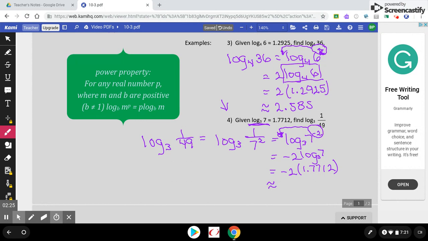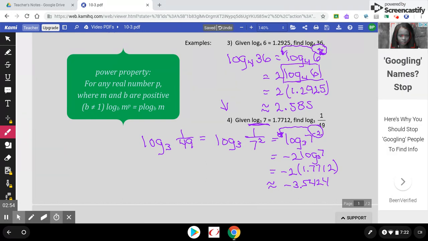And finally, I've rid myself of all those nasty logs and nasty fractions in that problem, and I finally get to pick up a calculator and type in -2 times 1.7712 to finalize that problem. And I've got -3.5424. So that was an illustration of the power property.